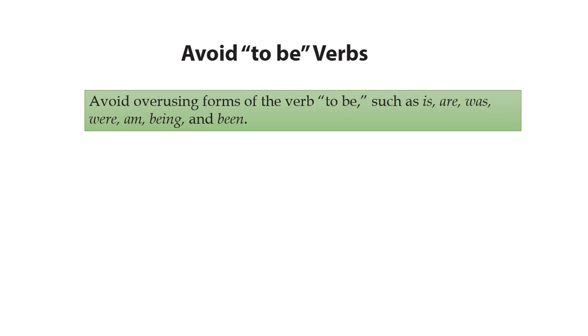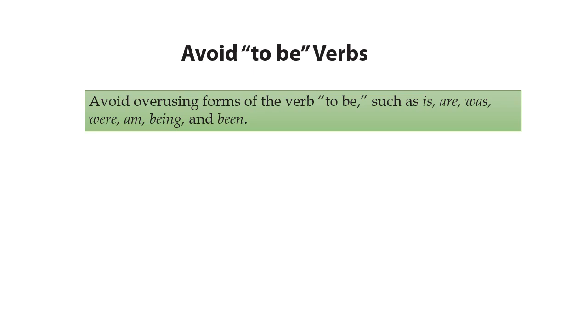There's a few guidelines here for how to strengthen verbs and how to avoid weak verbs. The first guideline here is to avoid overusing forms of the verb to be, such as is, are, was, were, am, being, and been. Now, avoid overusing is the key there. There is nothing wrong with these verbs. They're part of our language. We use them all the time, and there's nothing wrong with them.